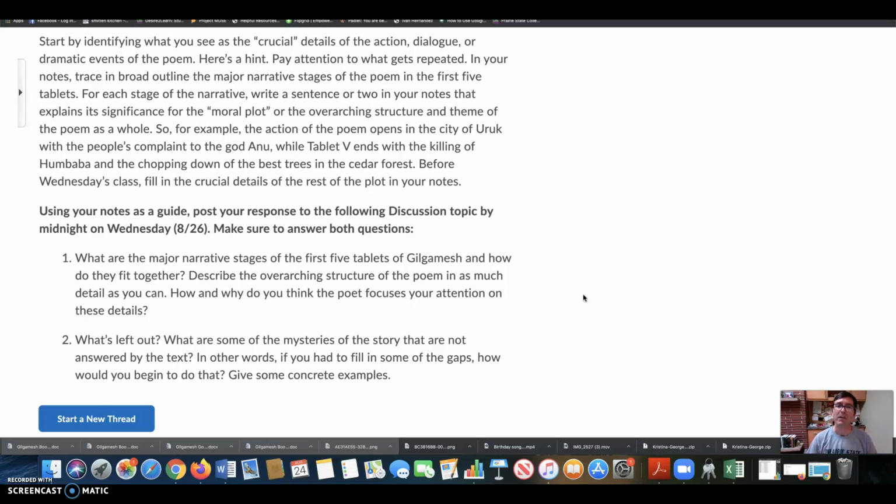So however you think about the gaps, what's being left out? What are some of the mysteries of the story that are not answered by the text? In other words, if you had to fill in some of the gaps of the story, how would you begin to do that? Think about this in terms of concrete examples, questions you have about the story that aren't answered by the text. What is the poet leaving out?